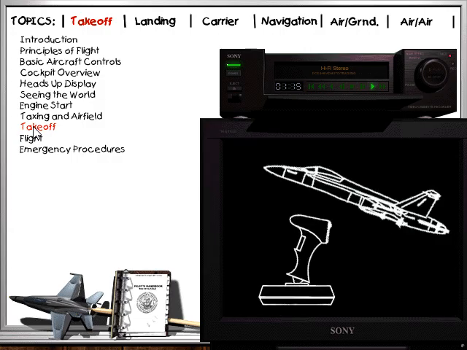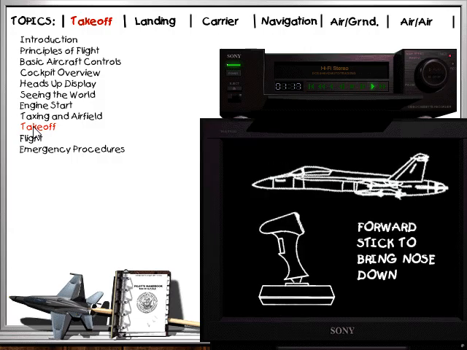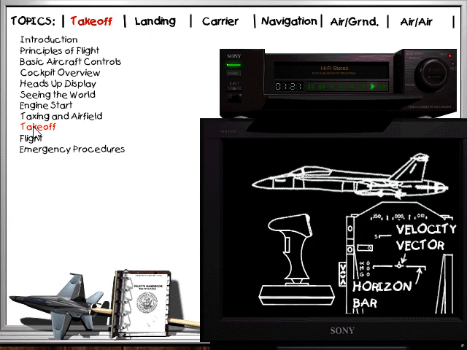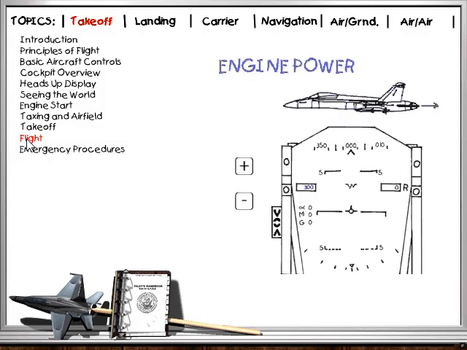As you approach 5,000 feet, start to apply some forward stick to level the nose. To maintain level flight, just use forward or back stick to maintain the velocity vector on the horizon line. The power settings do not set your exact speed, they just control engine power.